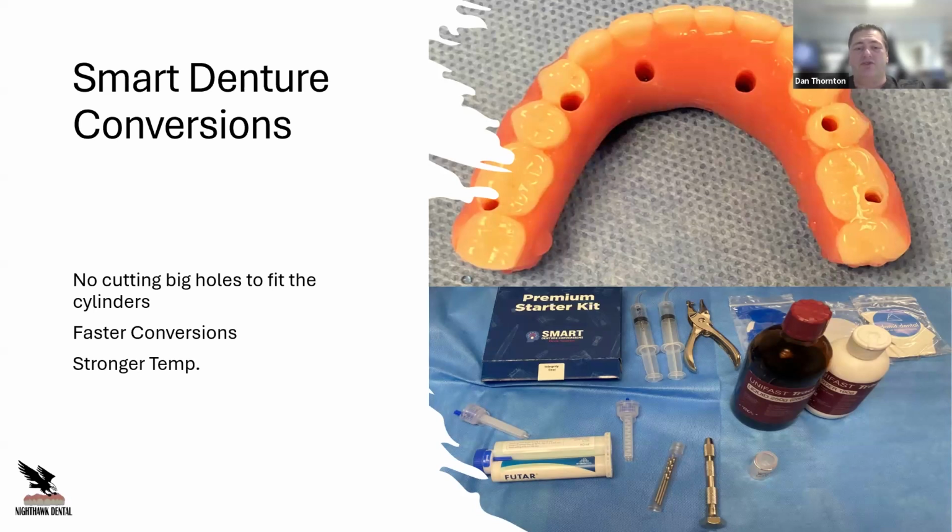This will make your conversion stronger because there's a lot more denture material to hold that prosthesis from breaking or twisting or hopefully not falling apart on you while you're doing your conversion. I actually like doing smart conversion better than the old school. It's a lot easier.